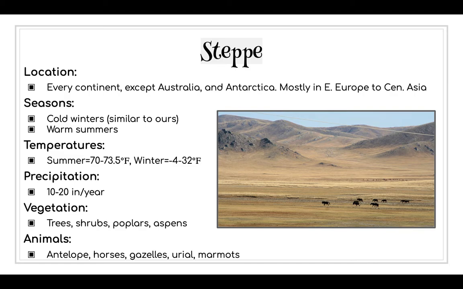Precipitation, like I said, they don't get a ton, so 10 to 20 inches a year. That's not a lot. So the vegetation is pretty sparse. So you'll see trees, shrubs, poplars, aspens. Those are types of trees, and then animals, antelope, horses, gazelles, urial, and then marmots.